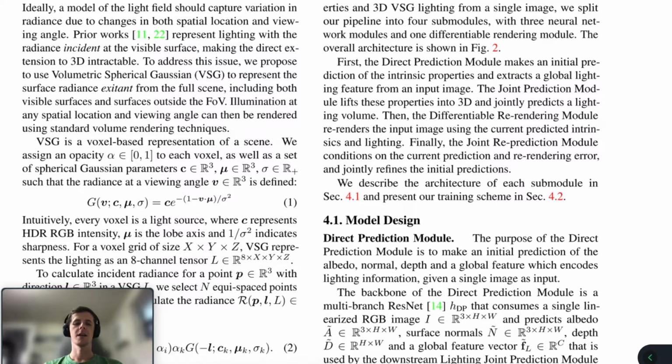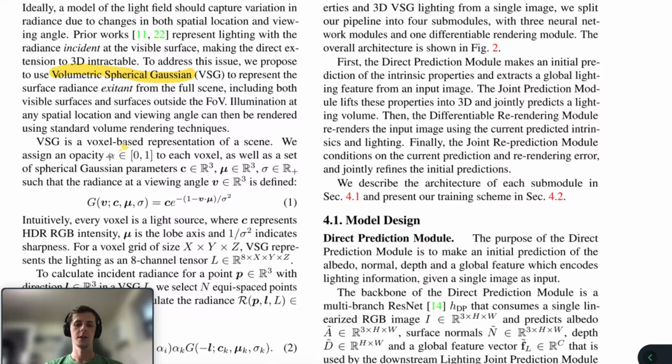So let's understand better how they propose to represent light. In their case, what they come up with is this volumetric representation called volumetric spherical Gaussian, which is a voxel-based representation where each voxel has a spherical Gaussian in it. And it's represented by these parameters here.